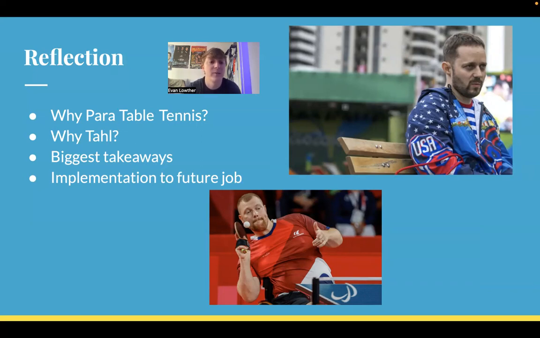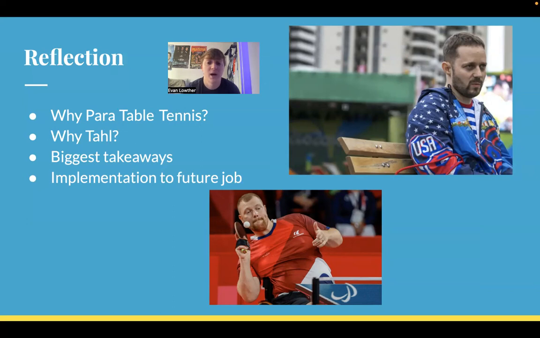My biggest takeaway from this is that I cannot believe how amazing these athletes are at table tennis, just from watching the clips and the variety of athletes that are playing the sport. I mean, it is absolutely insane.